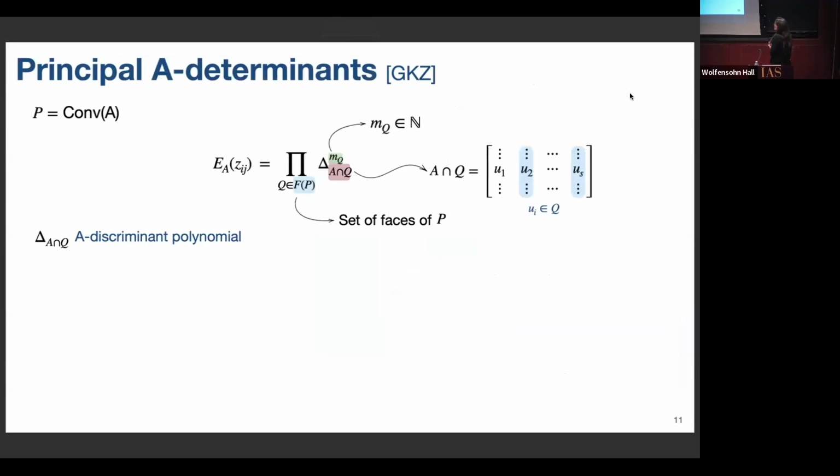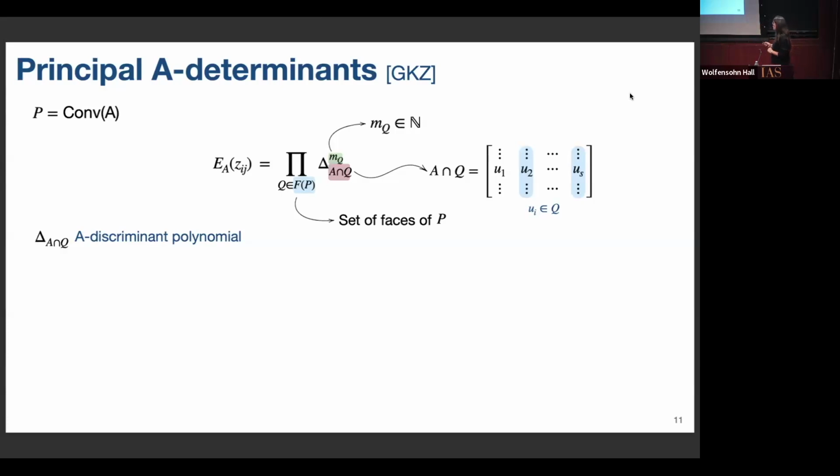Okay, so what is the principal A determinant? There is a definition in terms of resultant, but here is an alternative definition or theorem that is more amenable to computations, and we like it more. Let P be the convex hull of the matrix A. Then the principal A determinant is a polynomial, a product of polynomials in Z, which is obtained as follows.